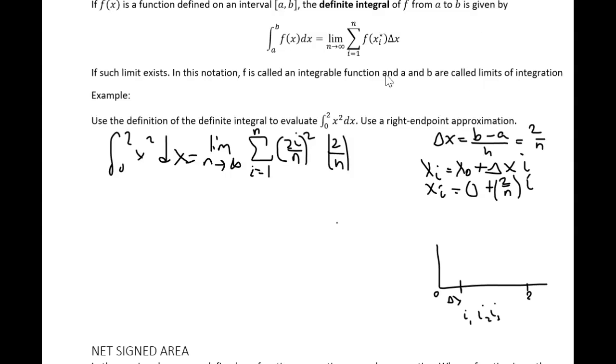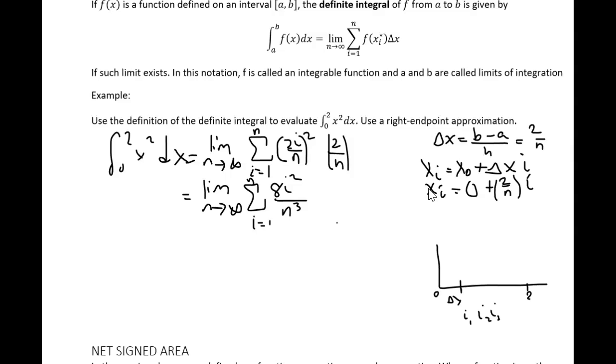So let's simplify this expression. This is going to be the limit as n approaches infinity of the sum from i equals 1 to n, and then 2 squared is 4 times 2 is 8, i squared over n squared times n, which is n cubed.